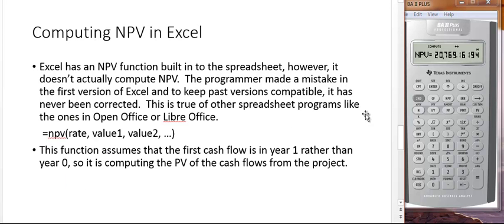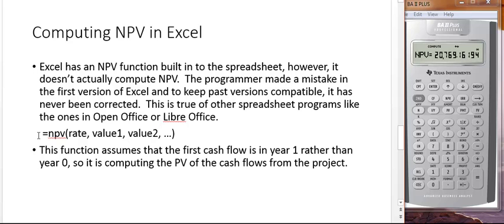And let me note one more way to do it. You can do this in Excel, in any spreadsheet. There are spreadsheets like OpenOffice and LibreOffice, and they have a built-in function that's an NPV function. The problem is that the function doesn't actually compute NPV. The programmer who did the first version of this made a mistake in Excel, and to keep past versions compatible, it's never been corrected.